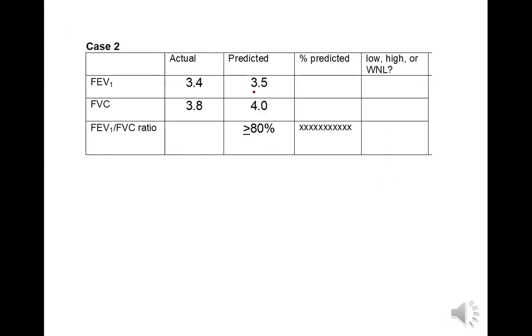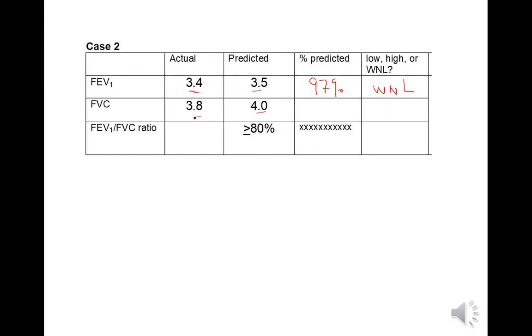Case 2, all this is given to you: predicted values for FEV1 and FVC. So the first exhalation and first second of FVC was 3.4 liters. So this looks pretty good. If you divide 3.4 by 3.5, what do you get? It's probably in the 97%. So that we call within normal limits.